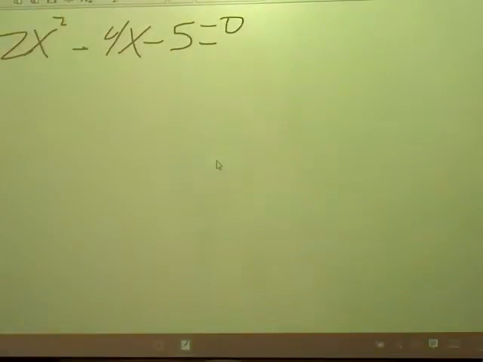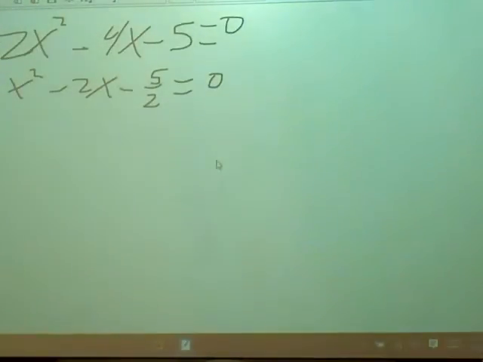What could I do to that whole equation to make that be a 1x squared? Divide by 2. Divide it all by 2. So I'm going to have x squared minus 2x minus 5/2 is equal to 0. So now my A is a perfect square.